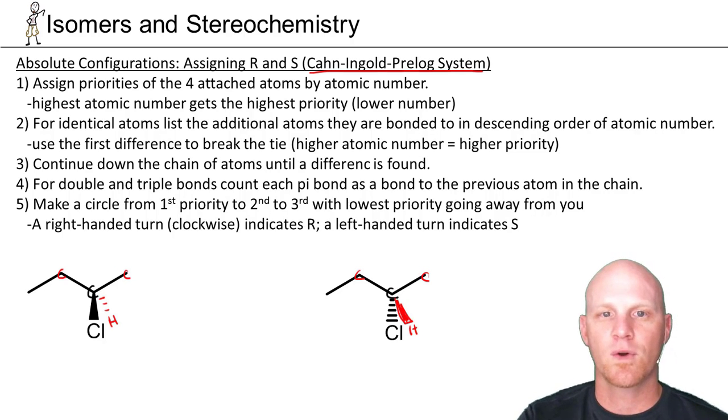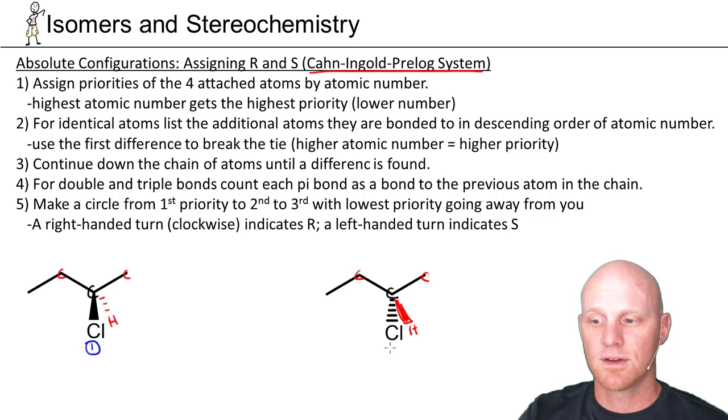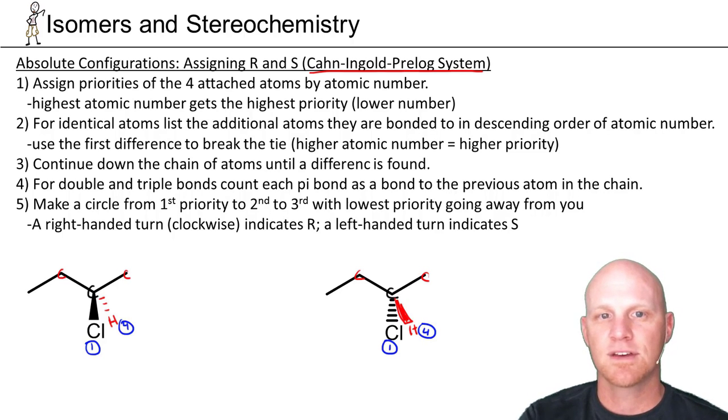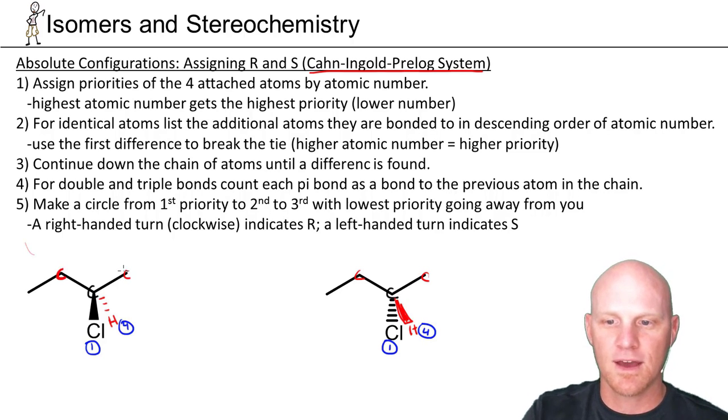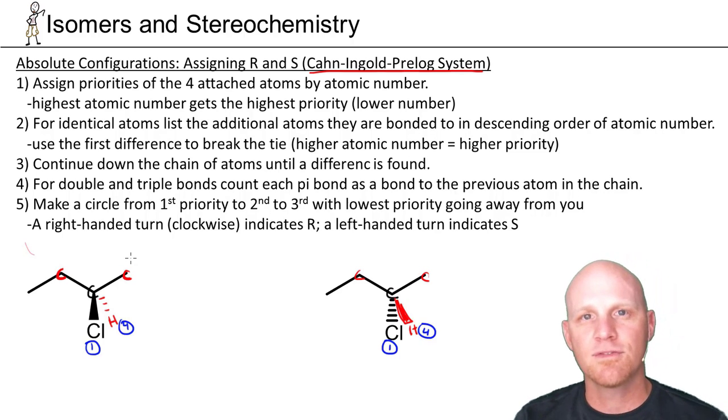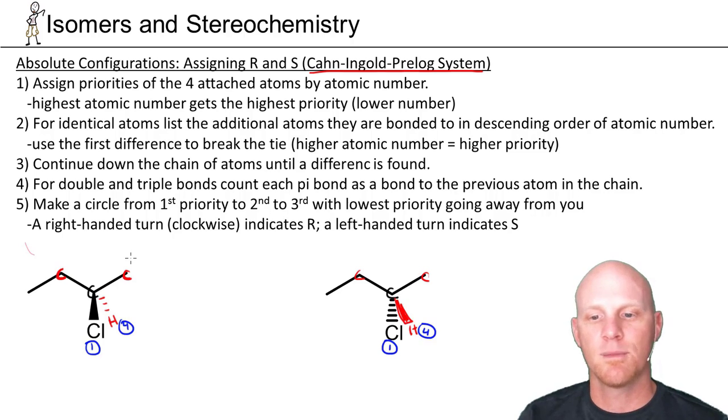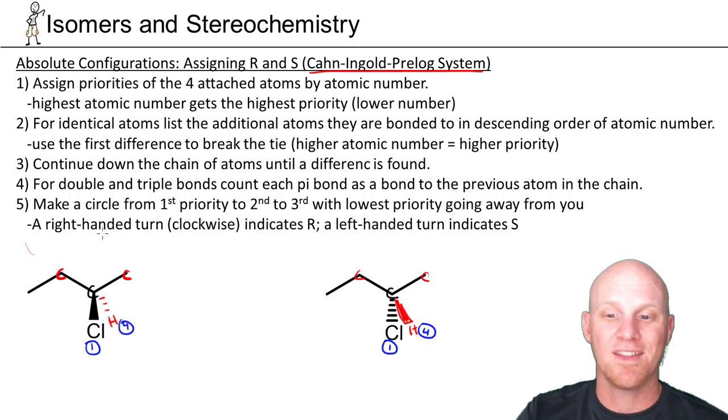And we assign these a priority based on atomic number. In this case, chlorine's going to win, so it's number 1, and hydrogen's going to lose. It's number 4. And those are easy. But then we have a tie, and the tie is between carbon and carbon. So in carbon making 4 bonds, each of these carbons is going to have 3 additional bonds besides the one coming from the chiral center. And that's what we're going to rank here.